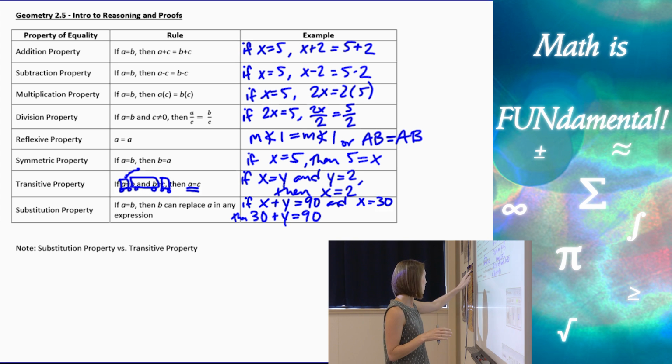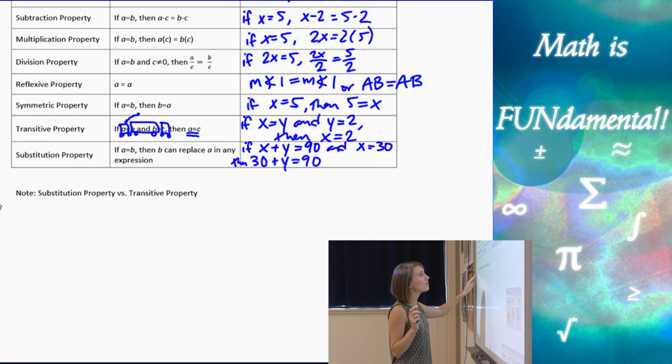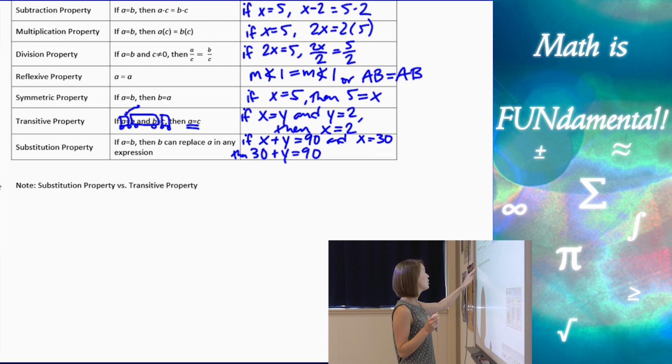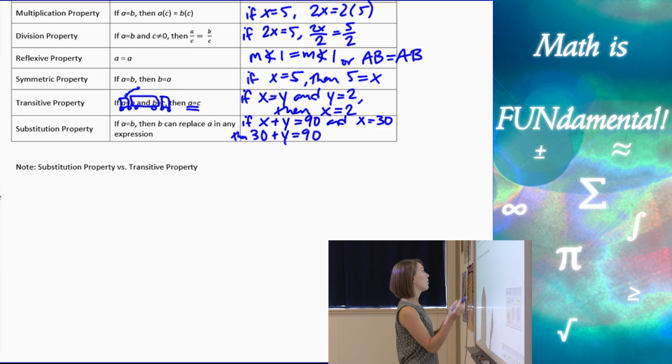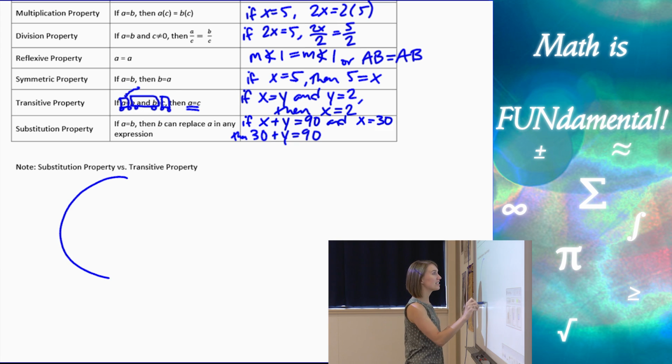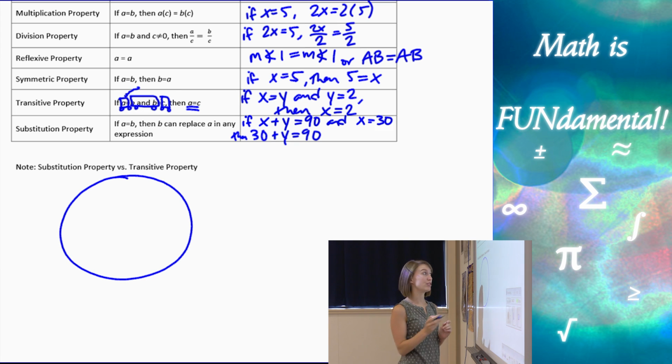All right, so a very, very common confusion is the difference between transitive and substitution. So I just want to talk about it a little tiny bit. Transitive property is a type of substitution.